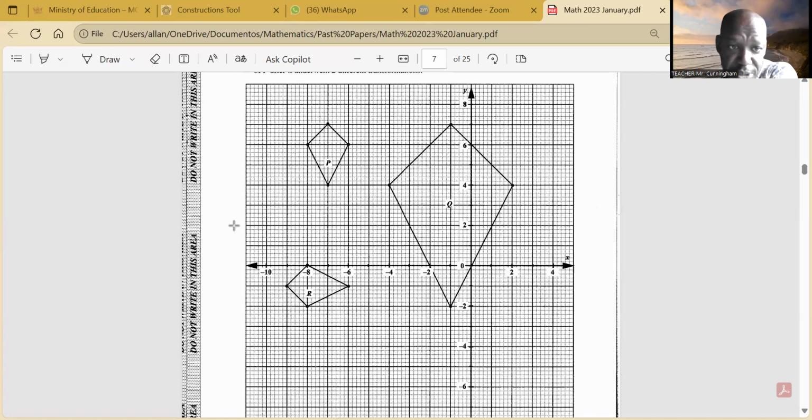Anybody could tell me what this line is? It's passing through 2 on the y-axis. So this line, because it's passing through 2, is y equal to 2. Everybody okay with that? The line is y equal to 2. Question, what about this line?